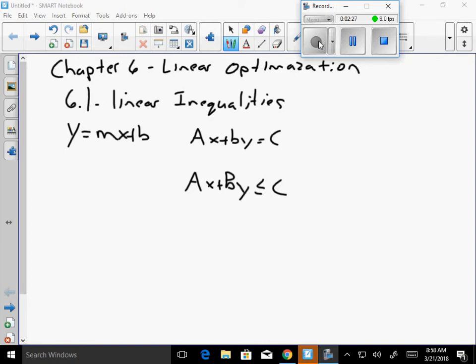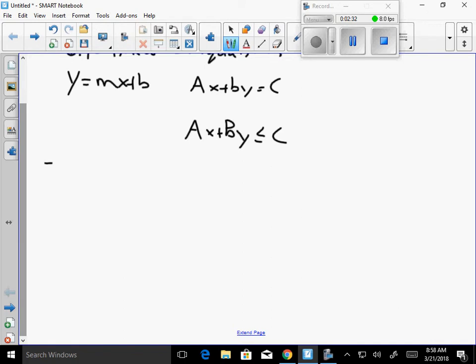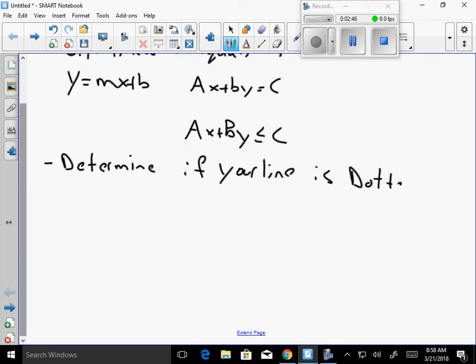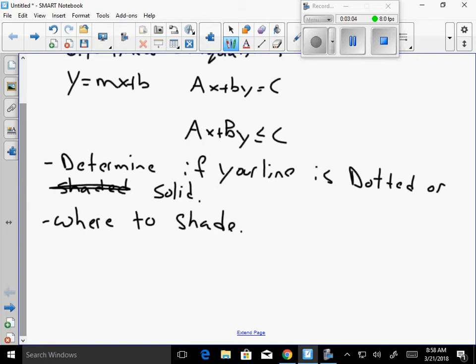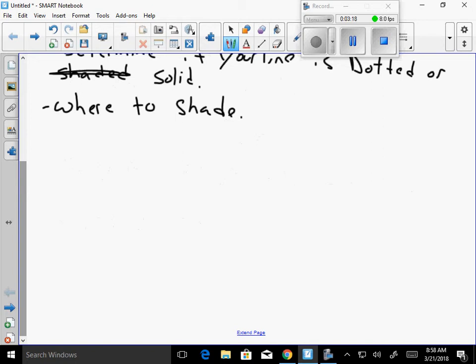Okay? So you need to determine if your line is dotted or solid, sorry. And then you need to figure out where to shade. Okay, that's what you guys were working on yesterday when you did this, okay? So basically, if you have a symbol, if it's greater than or less than only, it's a dotted line. If it's greater than or equal to or less than and equal to, solid line, okay?